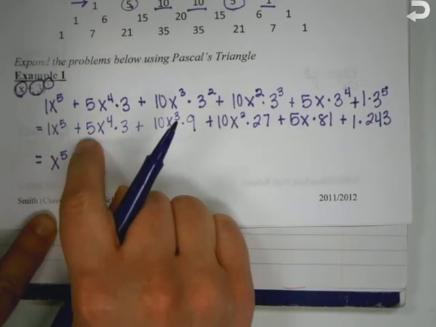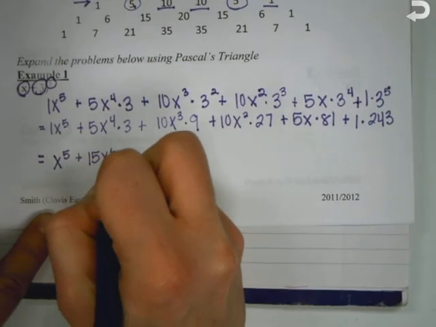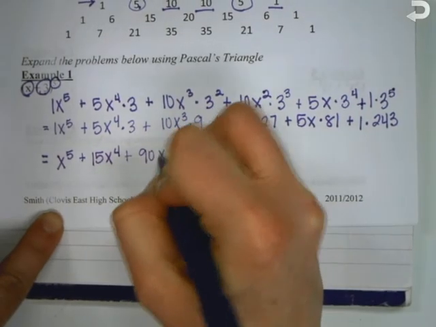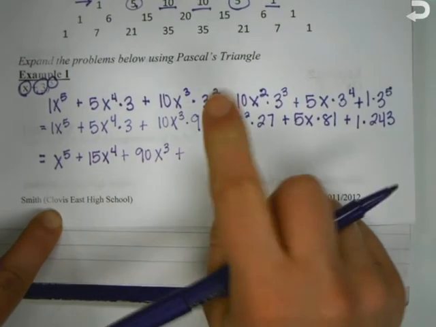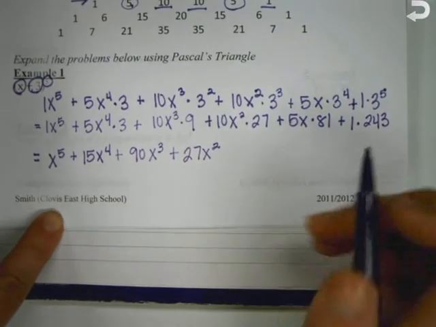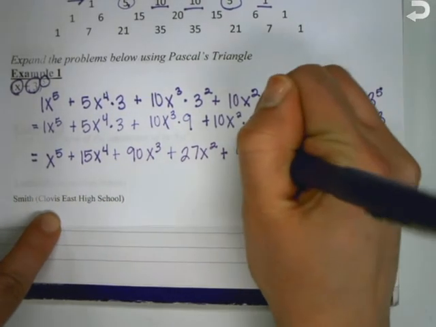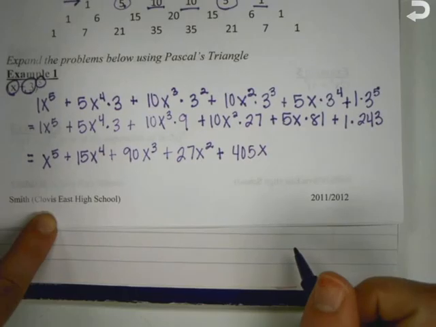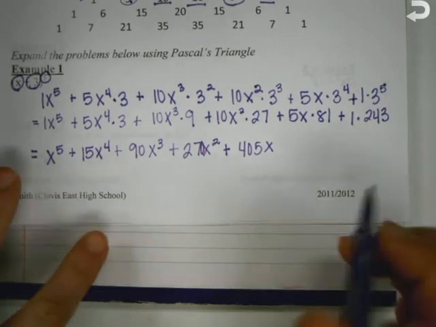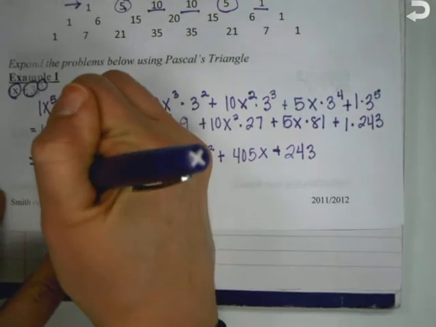Plus 10 times 27, 270x squared. Plus 5x times 81, 405x. Oh, 270, thank you. Plus 1 times 243? 243. Done. And that's your answer. We expanded it all the way. See how the Pascal's triangle helps you a lot to find out your coefficients?